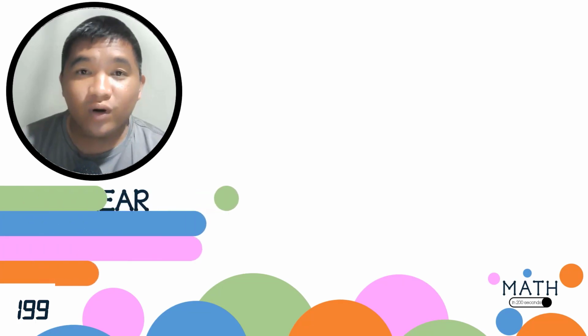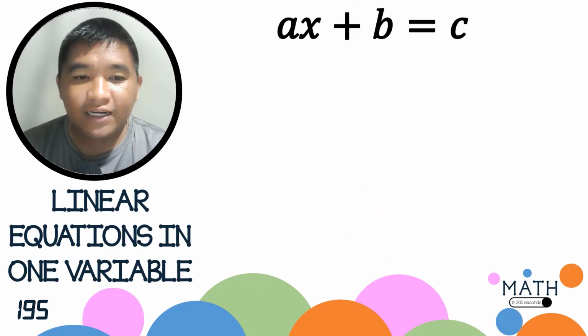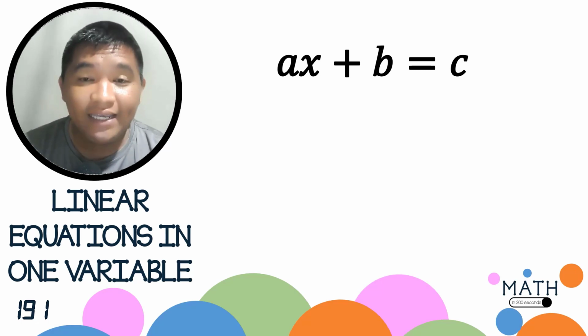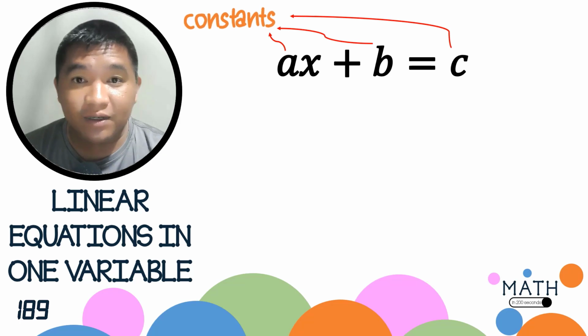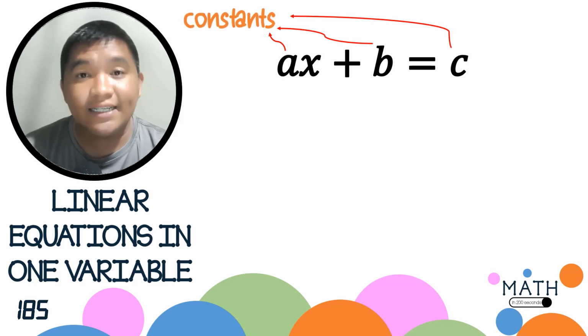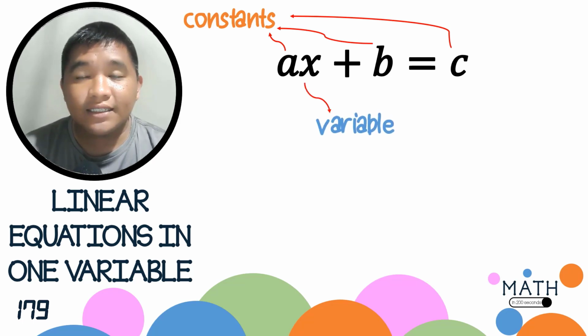Linear equations in one variable. The general form for linear equations in one variable is expressed in this manner, where a, b, and c are all considered to be constants, and the remaining coefficient, in this case x, is what we know as the variable. This is the simplest form of a linear equation.